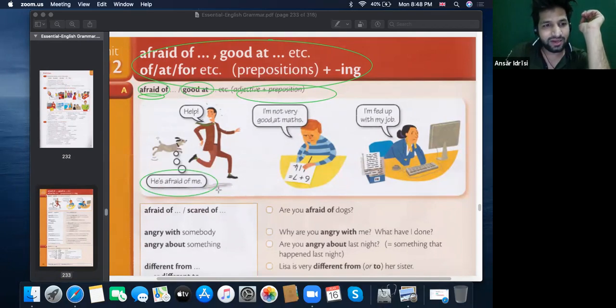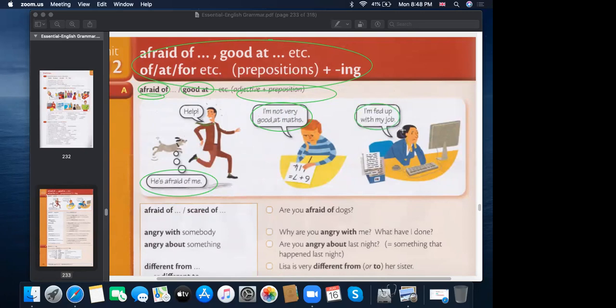वो डॉग क्या बोल रहा है? वो मेरे से डर रहा है. So he is afraid of me. Next one. I'm not good at mathematics. So first you are going to take one adjective and one preposition. Adjective plus preposition. For example, I'm not good at. Good is adjective. Preposition at. Afraid of. Afraid is adjective. Of is preposition.